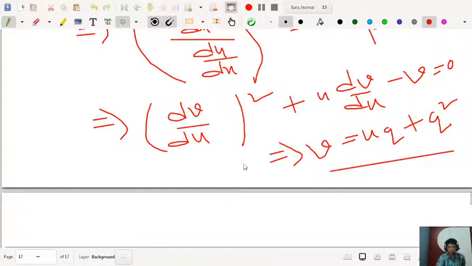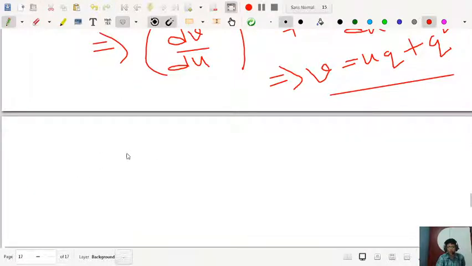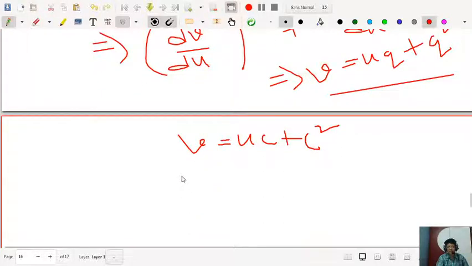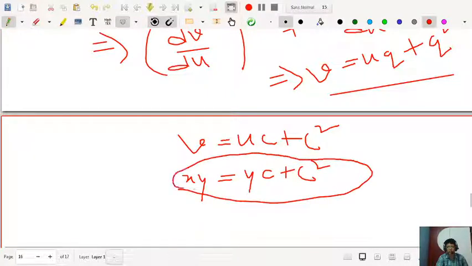So what is the general solution in this case? If you differentiate with respect to u, let me show you. This is the Clairaut's form. The general solution is given by v is equal to uc plus c square. This is the general solution, and v is your xy and u is your yc plus c square. This is the general solution, the complete primitive.